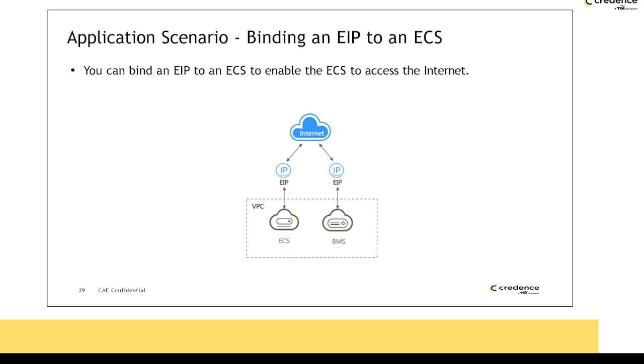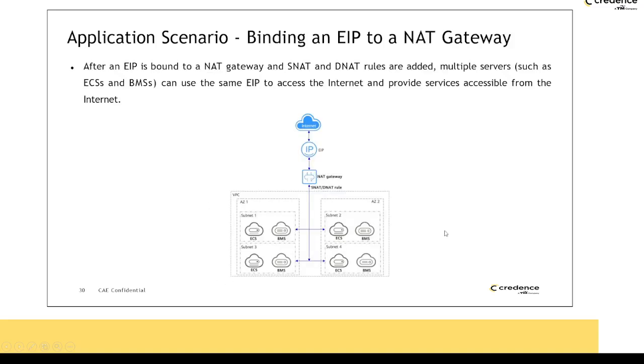Okay, so you can bind EIP, elastic IP address, to an elastic cloud server, ECS, to enable the elastic cloud server to access the internet. So we have ECS, then we have bare metal server. So both of these, as in the introduction of EIP, can be bound to EIP to connect to the internet. So both the ECS and BMS must be inside the VPC, Virtual Private Cloud.